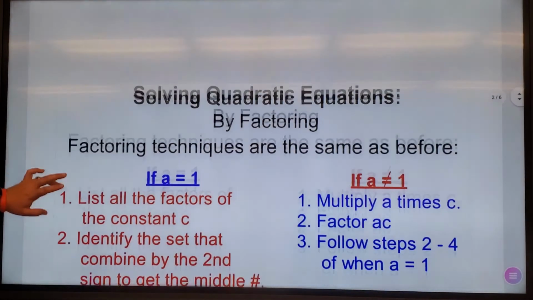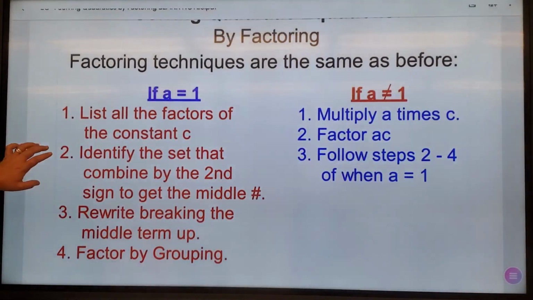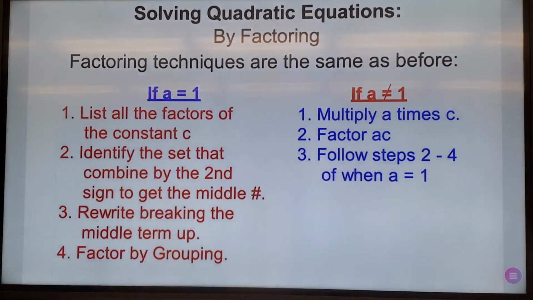Moving on to the content. Okay. Solving quadratic equations by factoring. Again, same techniques as far as factoring goes. We just reviewed all that, so this is just, again, a little bit of overkill.